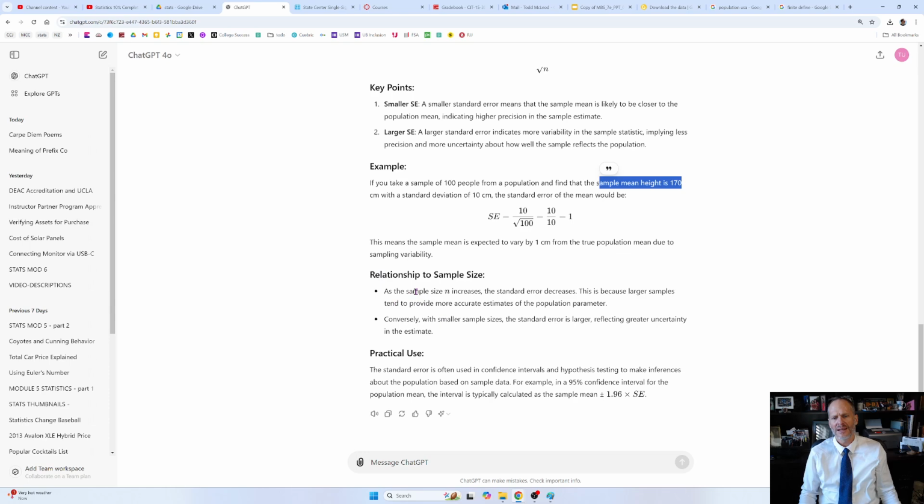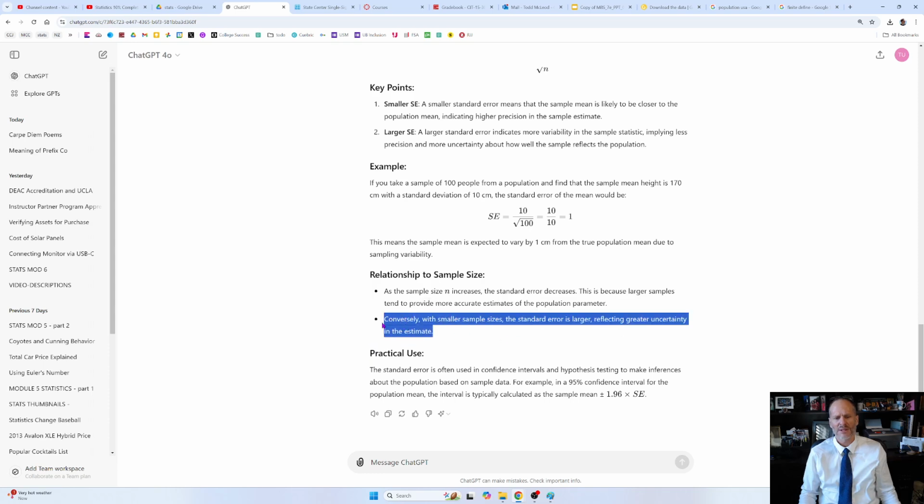As the sample size n increases, the standard error decreases. You'll remember when I talked about sampling people in America, at first I said 1,000 people, and then I said, no, wait, let's just do 20. As you get more people, the standard error decreases, because larger samples tend to provide more accurate estimates of the population. Conversely, with a smaller sample size, the standard error is larger, reflecting greater uncertainty in the estimate.